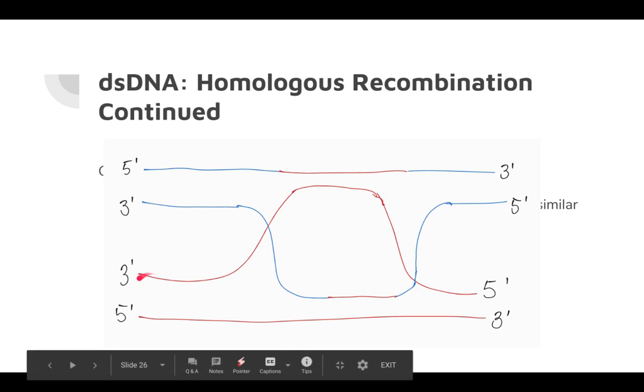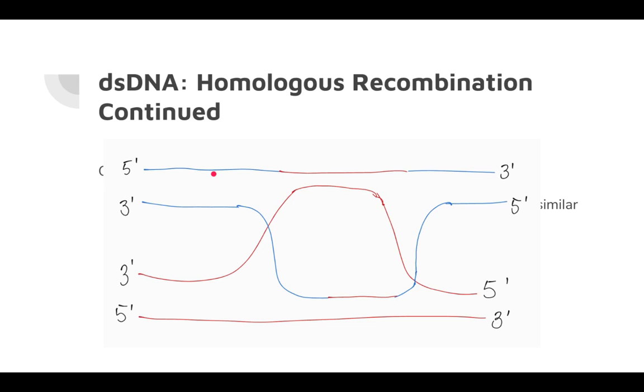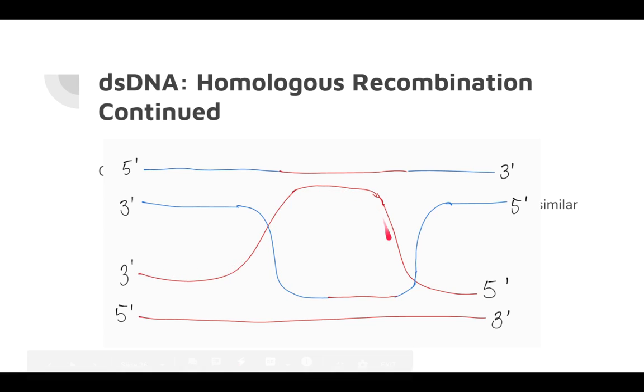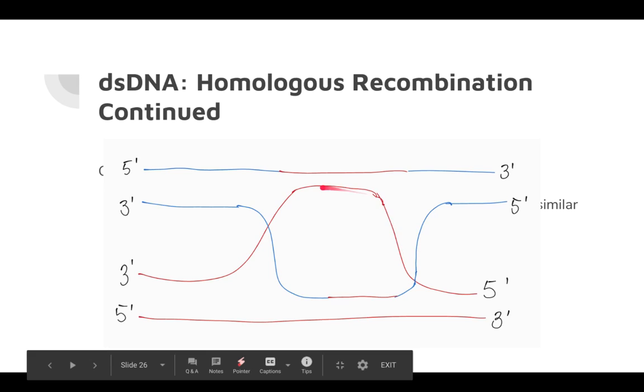It's close enough in proximity, and this strand is already looking for homology. So it's going to sniff around a little bit, and once it sees that this is nearby, it will come in here and invade this molecule. This strand needs to move out of the way. That's what's known as the D loop.